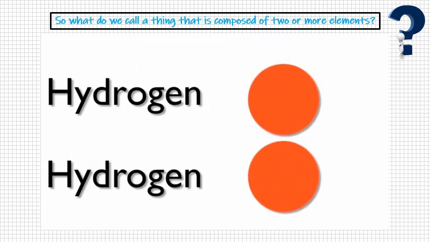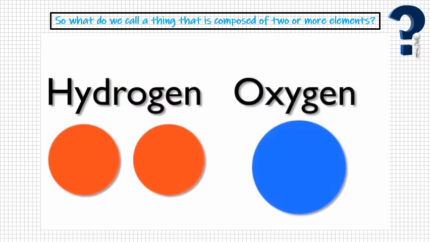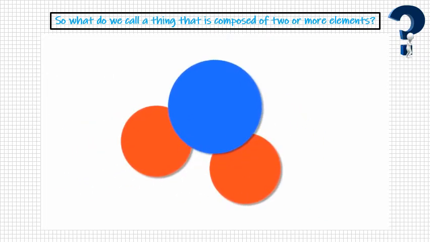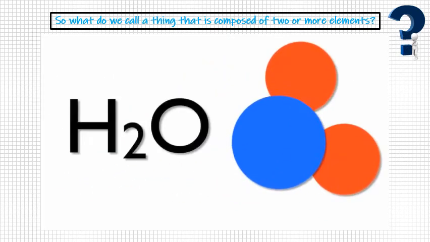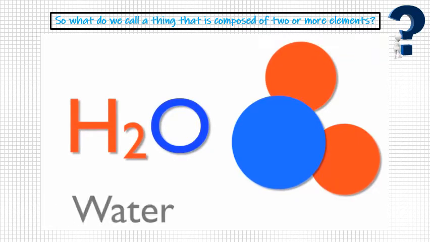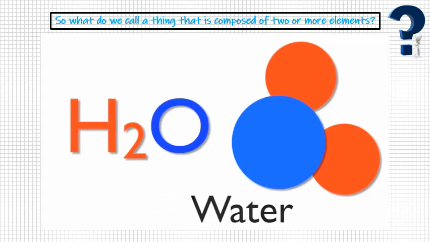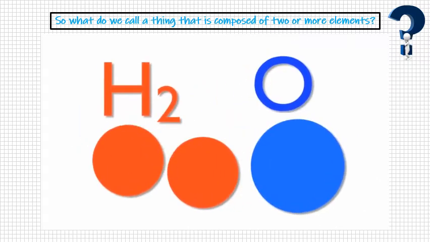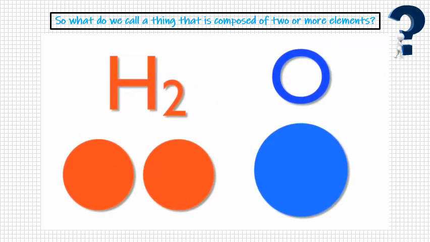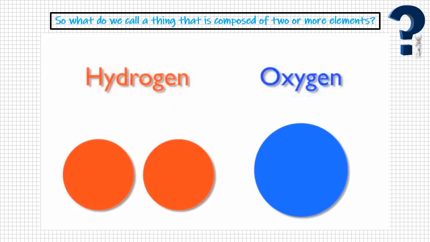Now, let's take two hydrogen atoms. We will combine these two hydrogen atoms with one oxygen atom. This is a chemical compound known as H2O. H2O is better known to us as water. Water contains two hydrogen atoms and one oxygen atom that have been chemically combined.